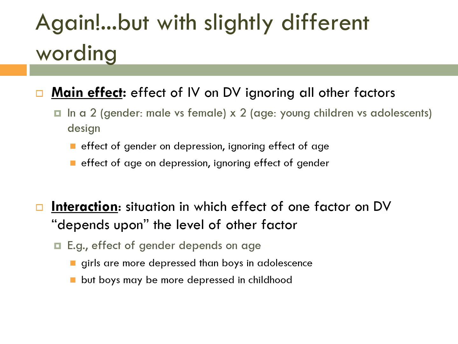Another way of wording the interaction is the situation in which the effect of one IV on the DV depends on the level of the other independent variable, or the other factor. So in this sense, the effect of gender depends on what age the child is. Maybe girls are more depressed than boys when they're adolescents, but boys are more depressed than girls when they're young children. The effect switches depending on the levels of each independent variable.